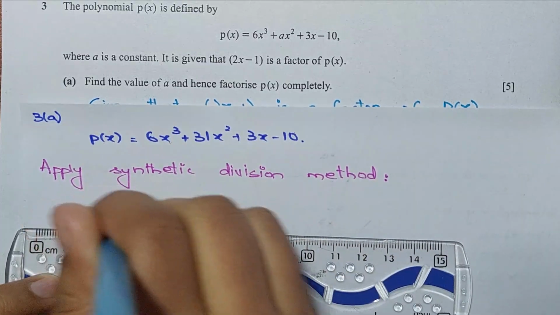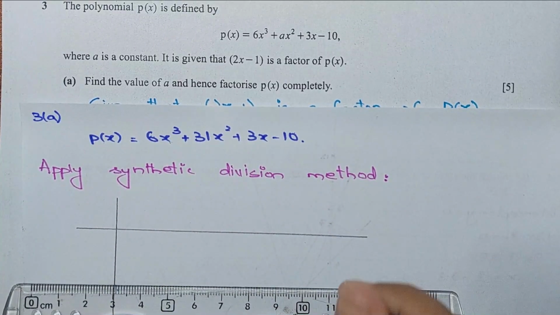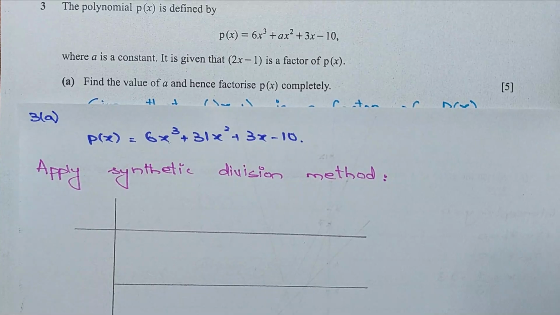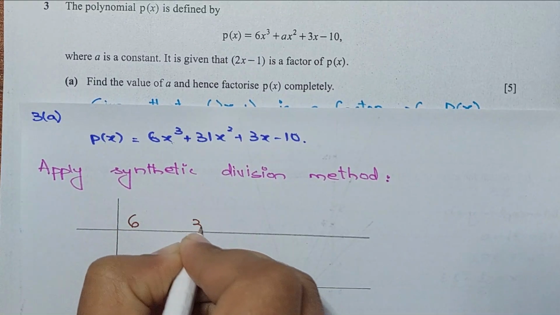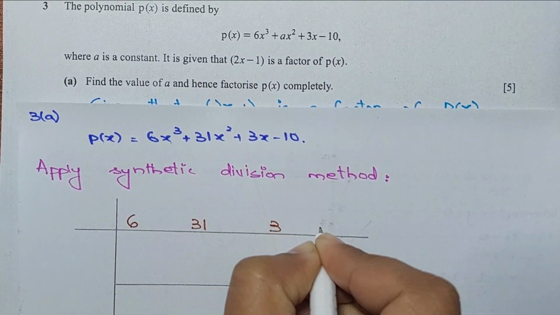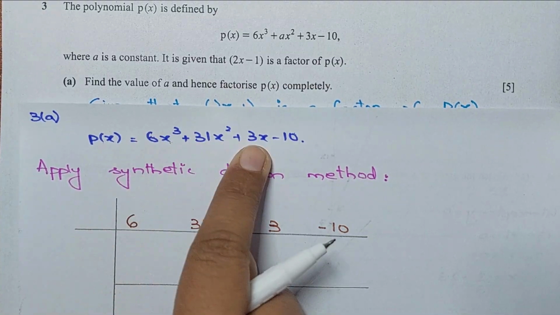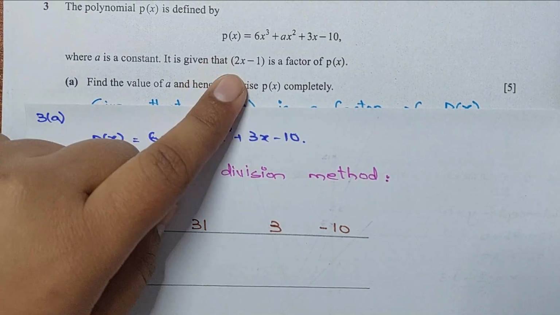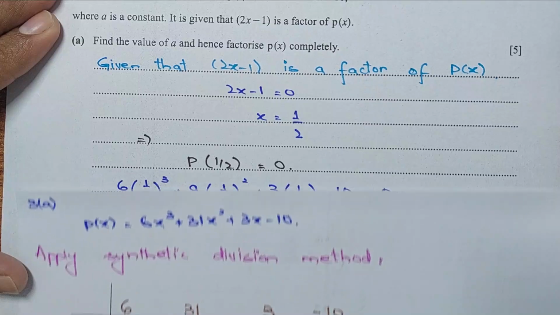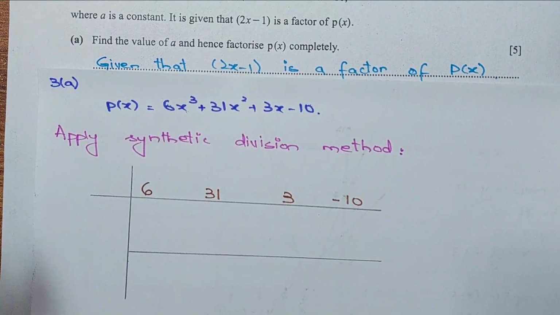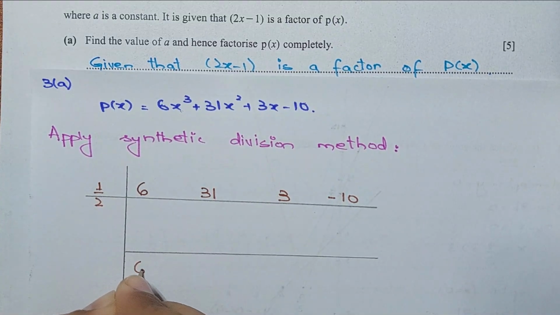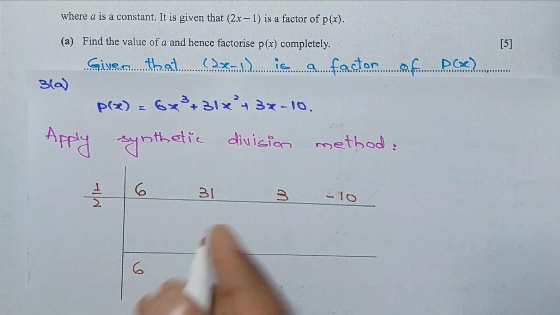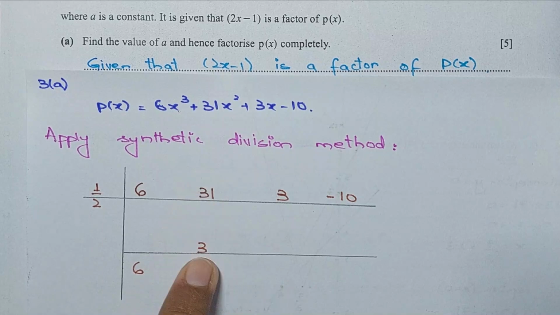So first of all we need to write down the coefficients of the polynomial, right? The coefficients for this polynomial are the x cube coefficient, x square coefficient, x coefficient, and the constant term: 6, 31, 3, and minus 10. In the question we are given that 2x minus 1 is a factor of the polynomial, so we can say the x value is 1 by 2. So you can fix x equals 1 by 2. Bring the first term down as it is. 1 by 2 multiplied by 6 is 3. Add them up.